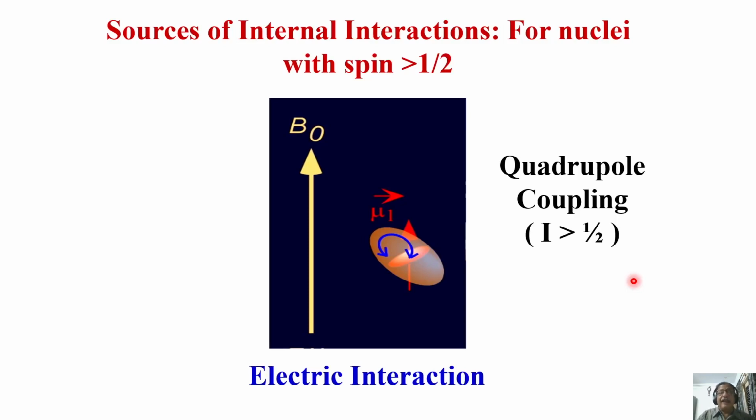It is the electric interaction. Here we have a quadrupolar spin that we are not discussing anyway. This is an electric interaction when the nuclei have spin greater than half. This is also a dominant interaction.